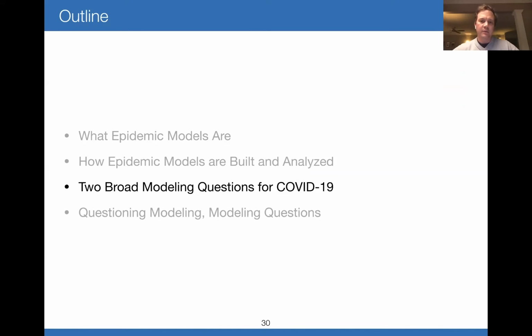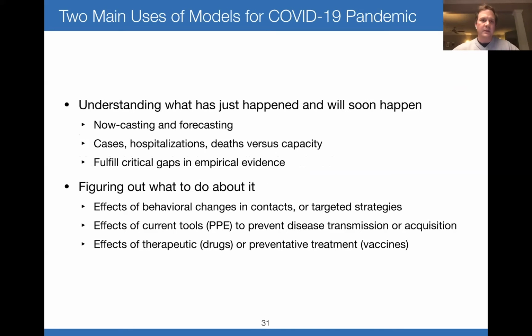Okay, so let's return to coronavirus and talk about models within the context of coronavirus. There are 2 main uses for models within the coronavirus currently. And I think that these can be classified into understanding what has just happened in the world and what will soon happen. And then number 2, figuring out what to do about it. And in the first category, you might call this nowcasting or forecasting. We want to test and evaluate how close we are to the healthcare capacity. So that flattening the curve type of model against the flat line of the capacity. And this fulfills right now critical gaps in the empirical evidence because we don't know what's going to happen until it literally happens in many cases, given how quickly behavior and biology is changing.